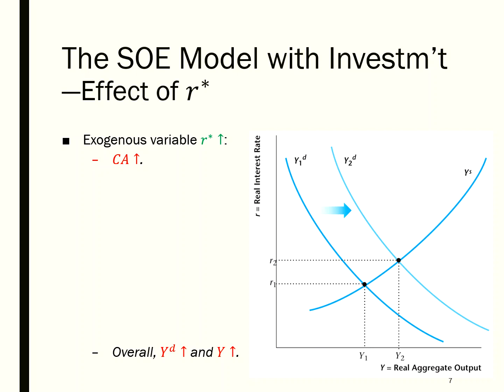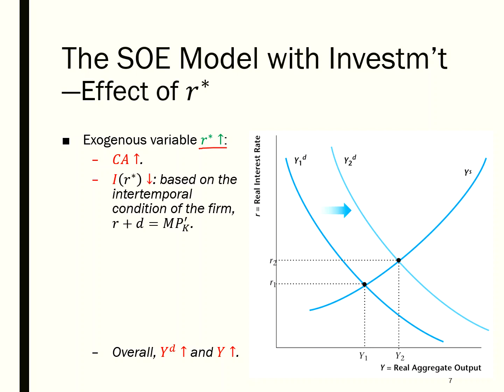According to the previous slide, the current account will increase. And according to the intertemporal conditions of the firm, when the interest rate goes up, the demand for investment will drop. We have done that a lot in the previous lectures. So when R goes down on the left-hand side, the marginal productive capital on the right-hand side has to decrease as well. To make that happen, according to the diminishing law of capital, K, or investment, will have to drop.